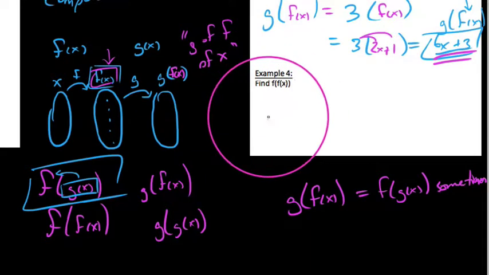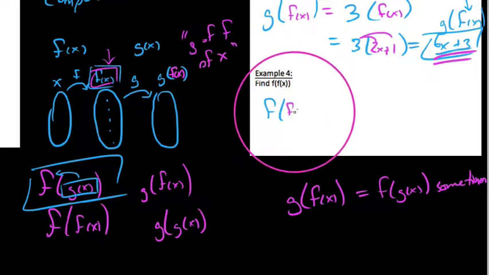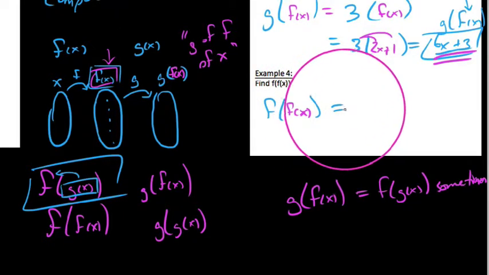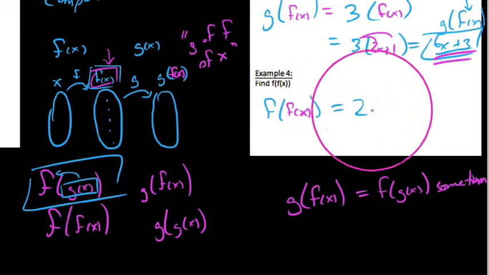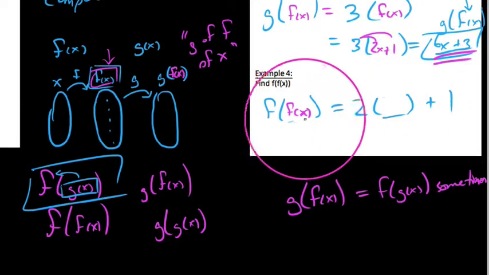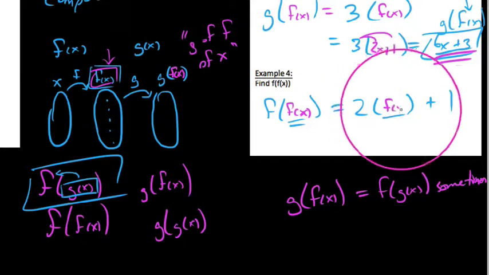So I want to look at one last example. We're going to find f of f of x. Could we compose a function with itself? Could I plug a function into its own rule? And yes, you can. We say plugging into this rule, we say 2 times my input plus 1. This was formerly an x. Now we're plugging in f of x wherever I saw an x.